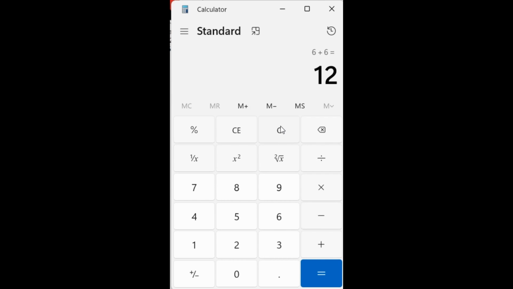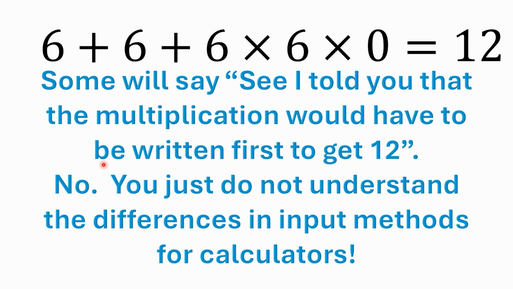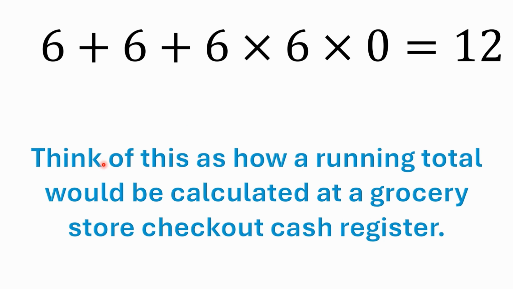So yeah, when I go through the calculator example, and when somebody uses their little dollar store calculator, or they use the Windows computer standard mode calculator incorrectly, a lot of people will say, "See, I told you that the multiplication would have to be written first to get 12." And I mean, really, what that just tells me is that you do not understand the differences in input methods for calculators. That's all that tells me.